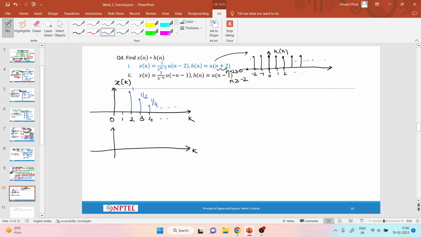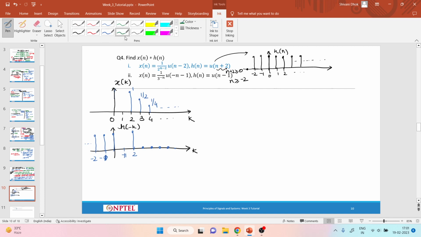So if I flip it, whatever was at minus 2 will be now available at 2. So I'll have here 2, minus 1, 0. This is plus 1, this is minus 1, minus 2, and so on. So my h of minus k will be something like this. And this will be 1 for all the values till minus infinity. So this is my h of minus k.